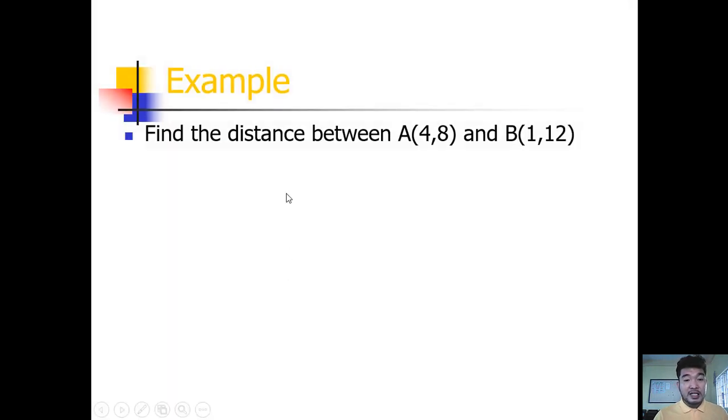Suppose that we are asked to solve for the distance of points A and B. And point A is in 4,8 and B is in 1,12. Paano natin makukuha yung distance ng dalawang points na ito? We have points A and point B. So A is 4,8 and B is equal to 1,12.